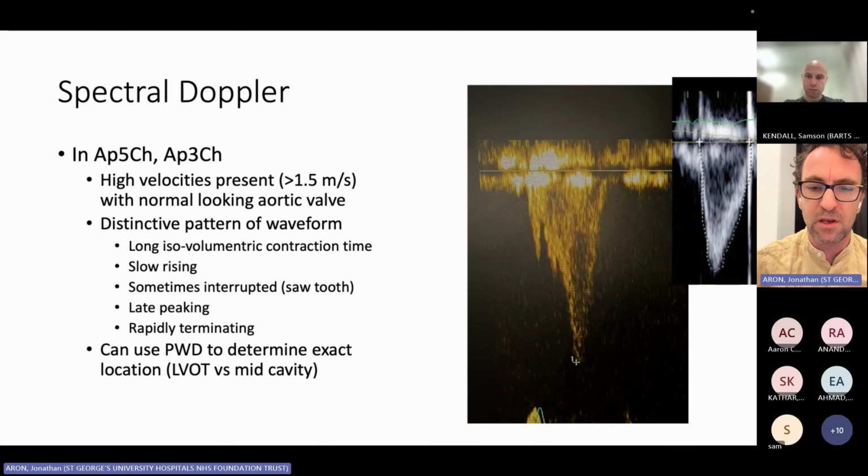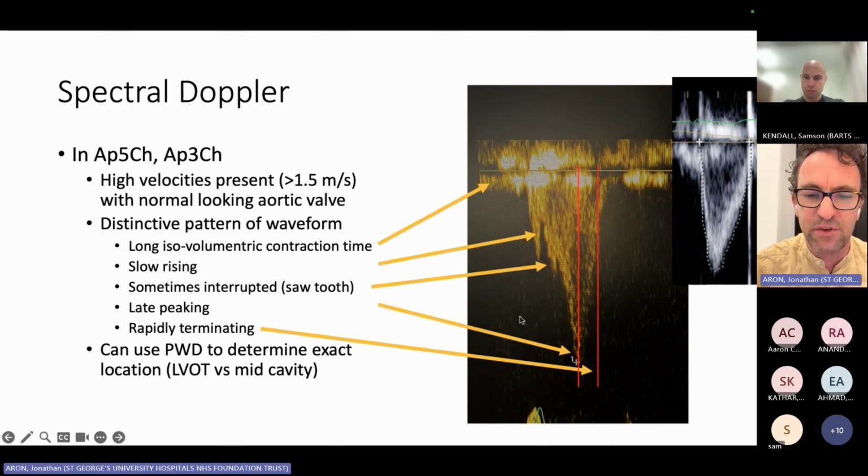So compare it to this situation, which is exactly the opposite. You have a few features here. The first thing is that the isovolumetric contraction time takes a long time because you have an obstruction to overcome before the aortic valve opens. The next thing is that this waveform is slow rising. It happens over time to build up the maximum velocities because there's an obstruction. You can see that this gradient is much, much more shallow than this steep one here.